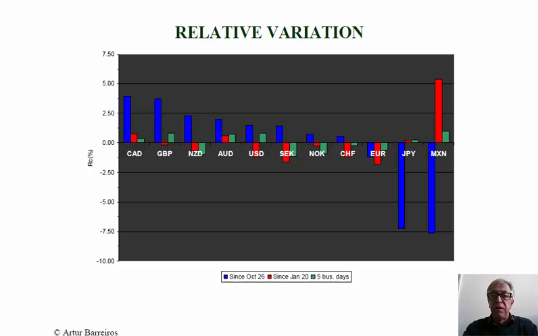As we have already mentioned in previous videos, since October 26, the Anglo-Saxon currencies appreciated more than the others. In the same time interval, the most appreciated currencies were the Mexican peso and the Japanese yen. But the Mexican peso was the most appreciated since the inauguration. And during the week that passed, as in the previous one, the Mexican peso had the highest appreciation. On the whole, the US dollar performed modestly but positively.